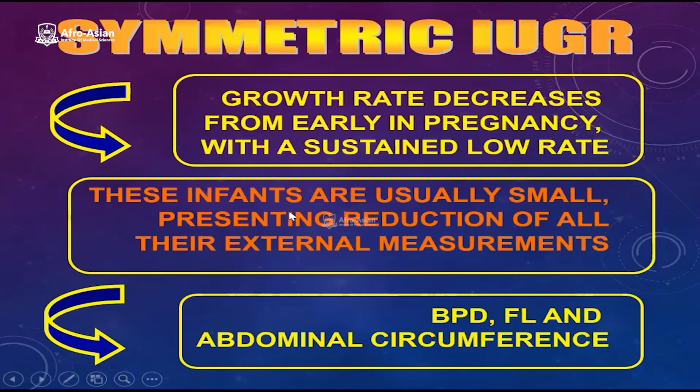These infants are usually small, presenting reduction of all their external measurements. As the name shows, it is symmetrical IUGR. So symmetrically, the whole body is small as compared to the dates. So BPD, femur length, and abdominal circumference are measured, and everything is smaller than the required size at that specific gestational age.